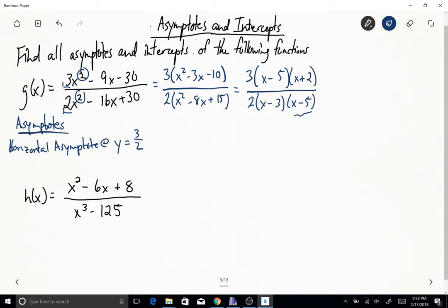Notice you have an x minus 5 here and an x minus 5 there. That means we have a hole because the multiplicities are the same. So the hole is at x equals 5. Yeah, that's exactly right. Removable discontinuity. So that's the tricky part. Most people just set the denominator equals 0, don't worry about the numerator. You got to worry about the numerator just a little bit.